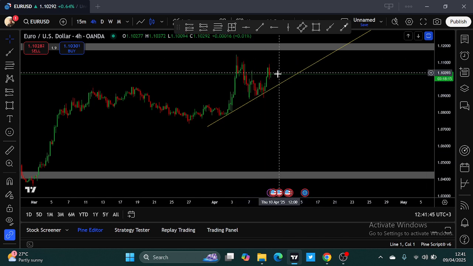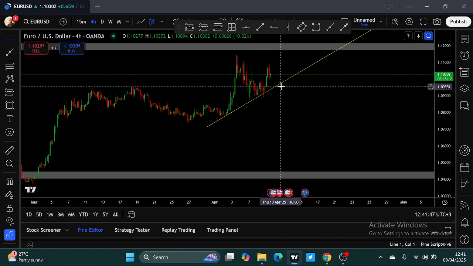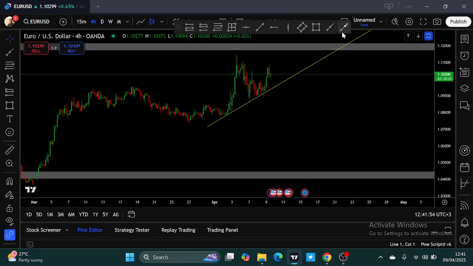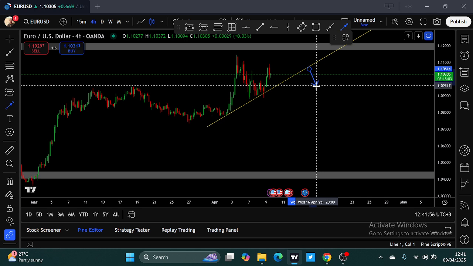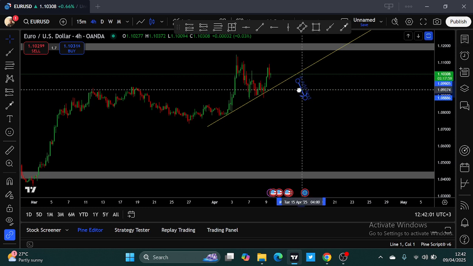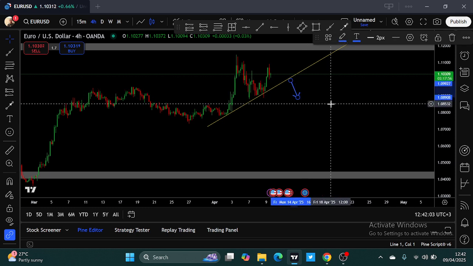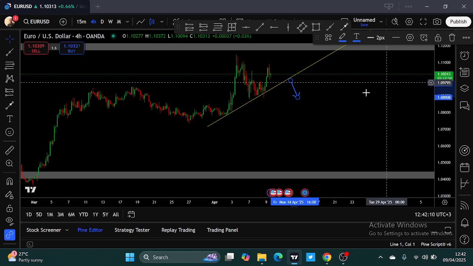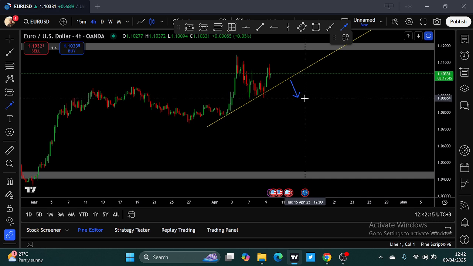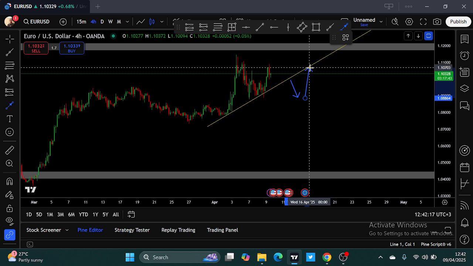So price can do whatever it wants to do. It can tap here, go back, do whatever it wants. I don't care, I will be patient. But the moment you see price breaking out here like this, and you see a candle closure below this trend line, that is my confirmation that we are going down. After that, still I'm not entering right away. I have to wait for a retest back on the trend line here.